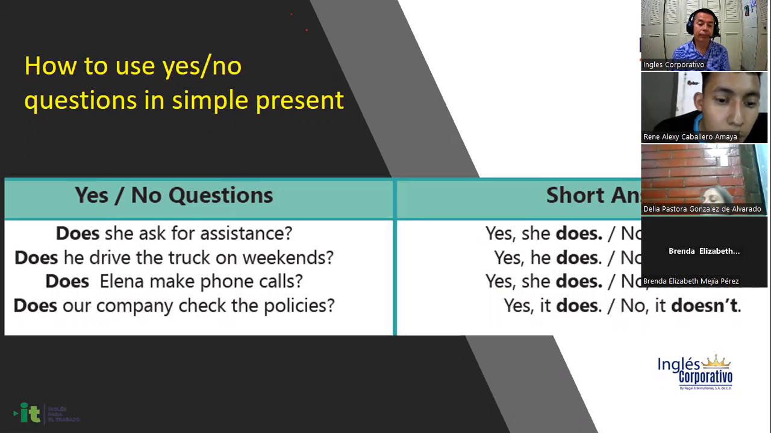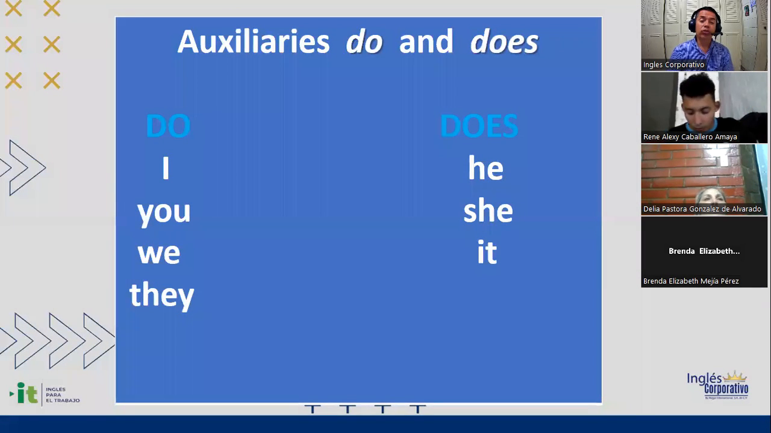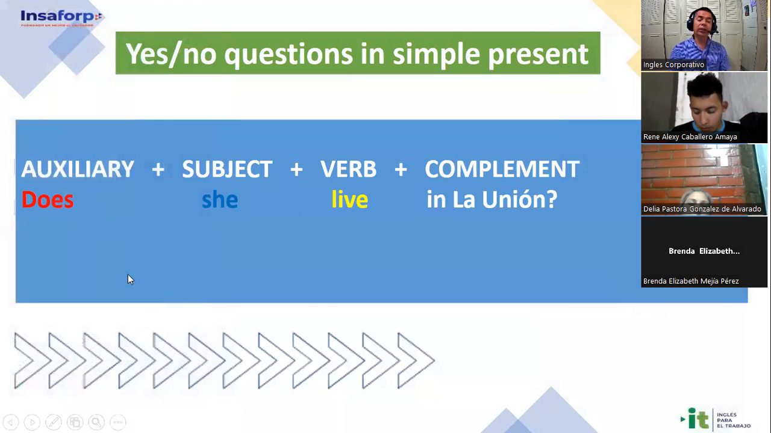Does our company cheat the policies? Check, René. Check the policies. Yes, it does. No, it doesn't. Okay, thank you very much. You see, this is the question using does, right? Notice the structure. We use do for I, you, we, and they, and we use does for he, she, and it, right? And notice the form.